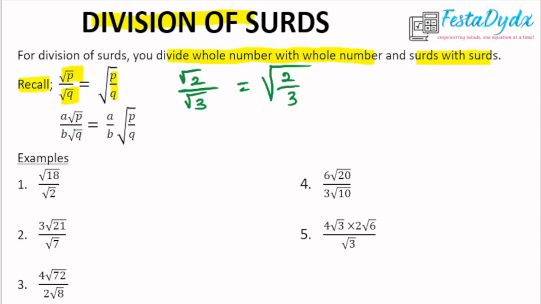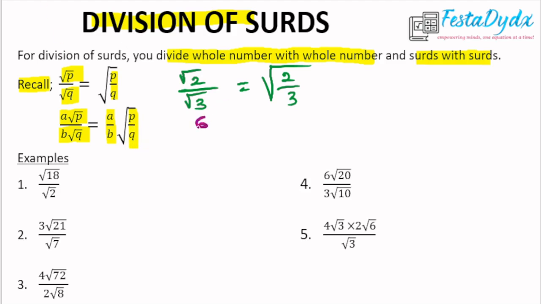So now let's go to the second part. The second rule here says a root p all over b root q. So this comes with this rule that says divide whole numbers with whole numbers and surds with surds. So the whole number here is a over b. Then the surd here is root p over root q. So we'll bring the whole numbers together and then work with the surds together. So we split it here and it becomes the whole number a over b, then the surd under the same root, p over q. So let's work with numbers and let's see what we'll have.